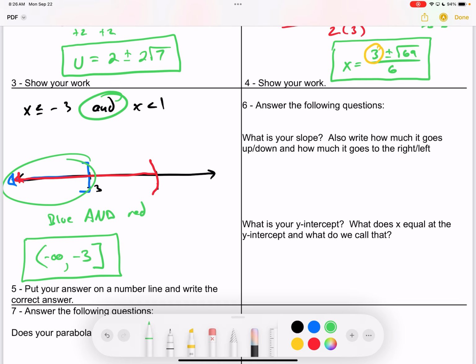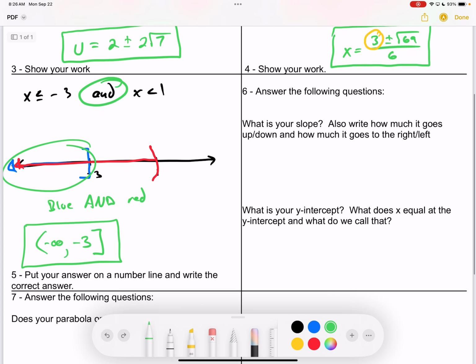If it said or, I would actually do it from 1. This would be my answer, because it could be on the red or the blue line. But here I want and, and means intersection. Where are the two lines intersecting? So that is kind of what I want to see on this page, is that you understand what you're finding for your answer.